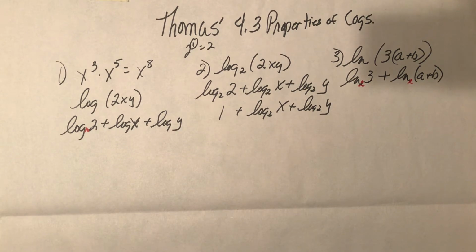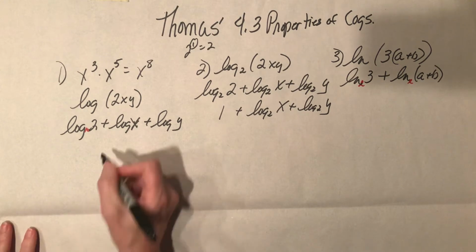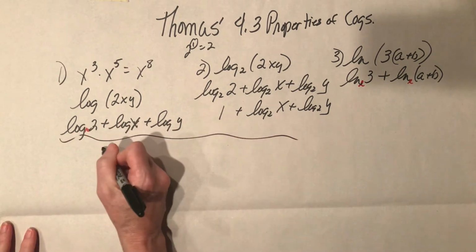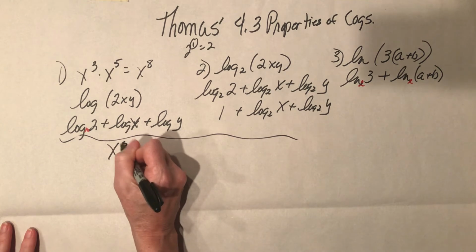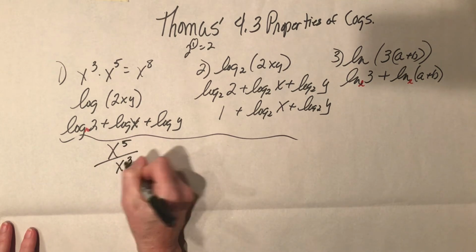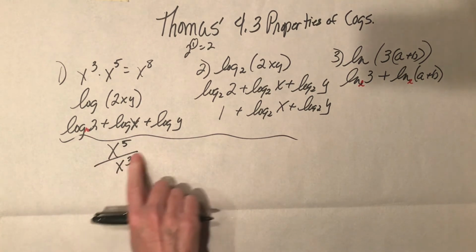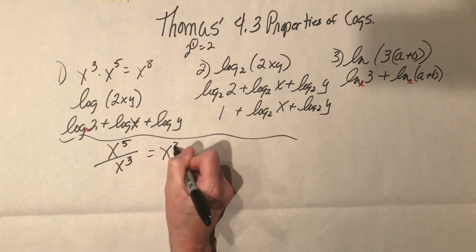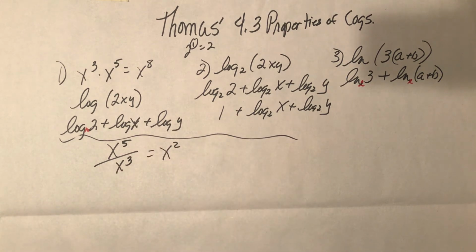Okay, 4, 5, 6 works on the division kind of idea. So before we look at that, let's look at what you know about division of exponents. If you have x to the 5th divided by x to the 3rd, when it says to divide, you're actually subtracting exponents. Same thing we're going to do with the logs. So let's look at 4, 5, and 6.